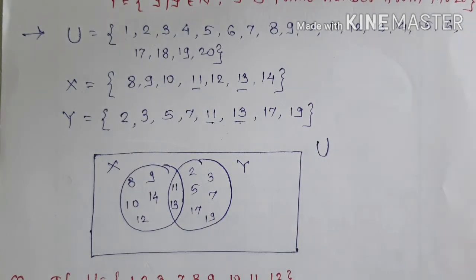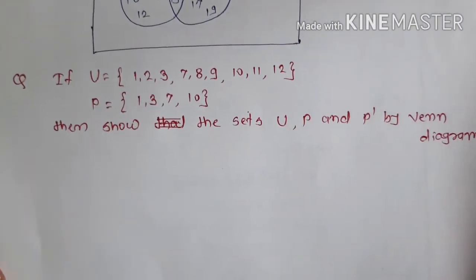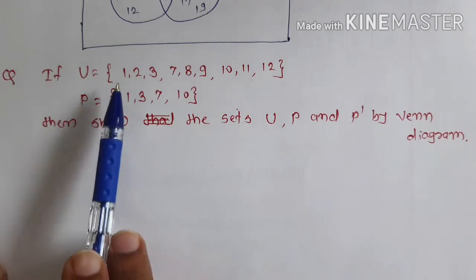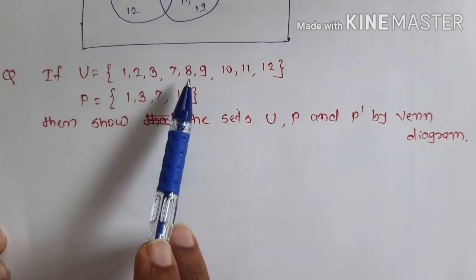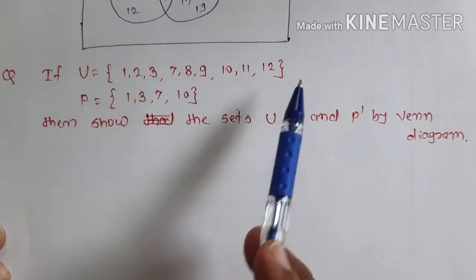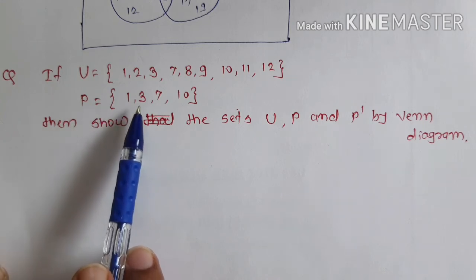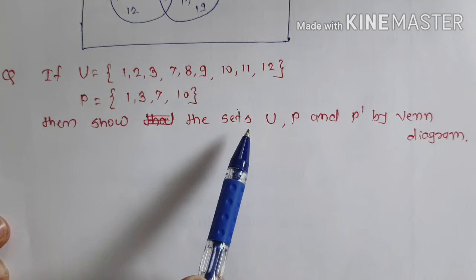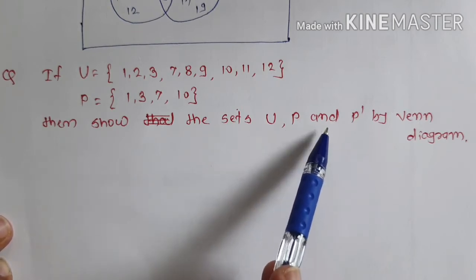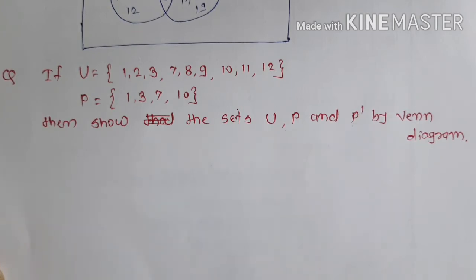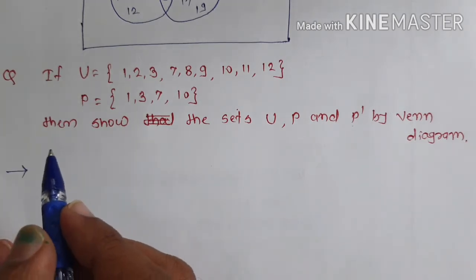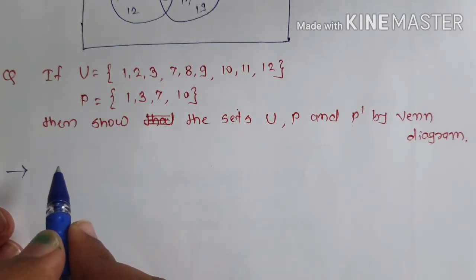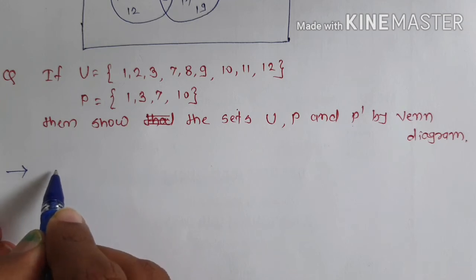Now there is another problem for you. If universal set U is equal to {1, 2, 3, 7, 8, 9, 10, 11, 12} and P is equal to {1, 3, 7, 10}, then show the sets U, P and complement of P by a Venn diagram. So I'll just give you a starter.